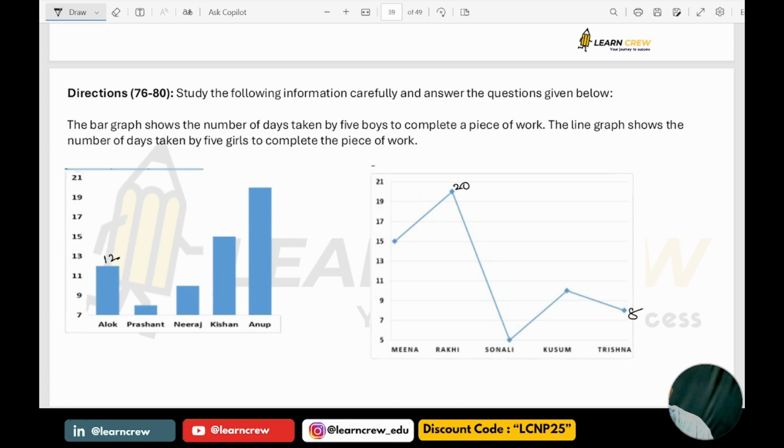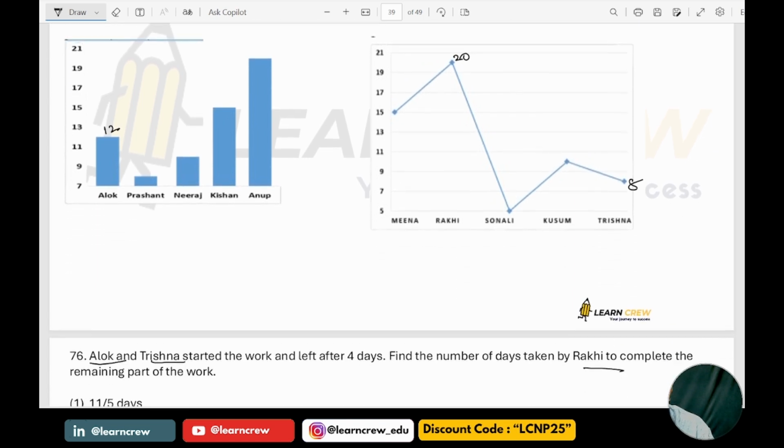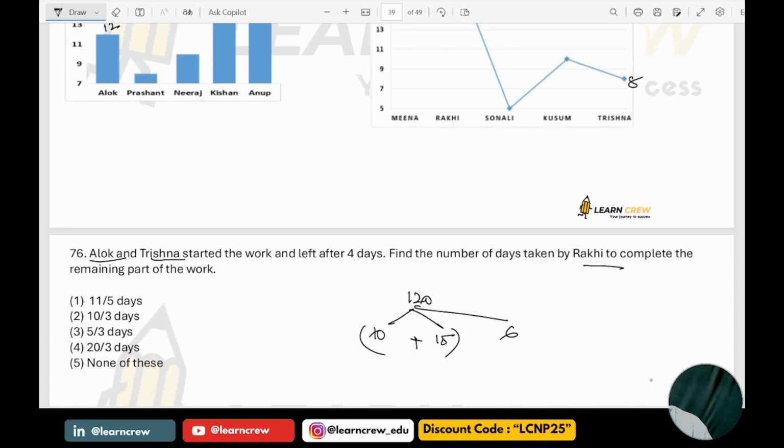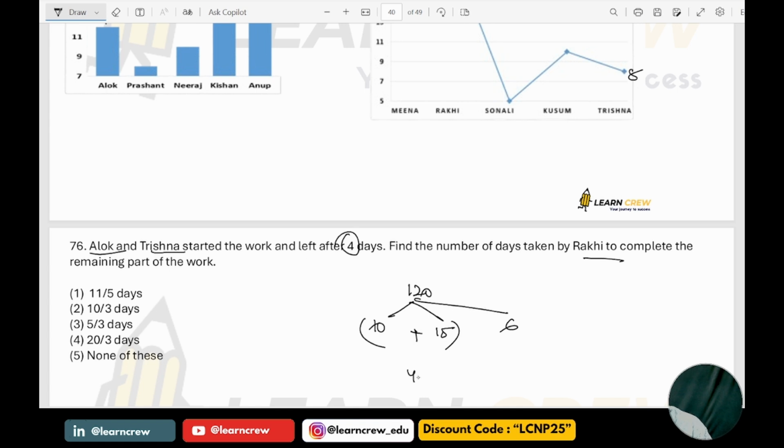Total work is 120 units. Alok in 12 days, 120, one day 10. Trishna 8 days, 120, one day 15. And Rakhi 20 days, 120, one day 6. Alok and Trishna started the work, 10 plus 15, 25 units. So 25 units for 4 days. 4 into 25, 100 is completed.